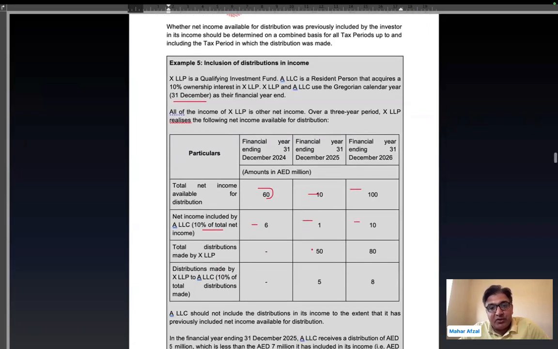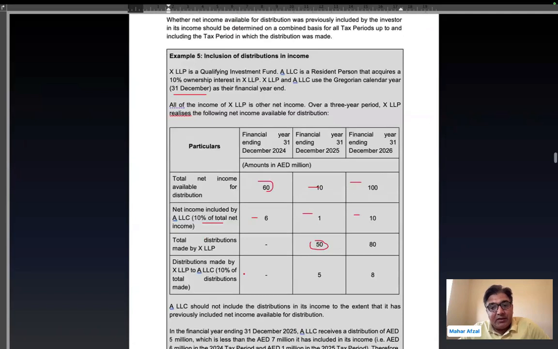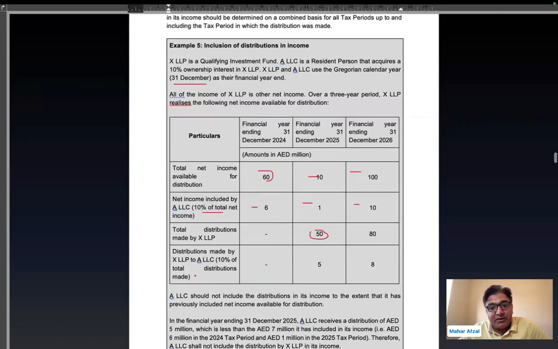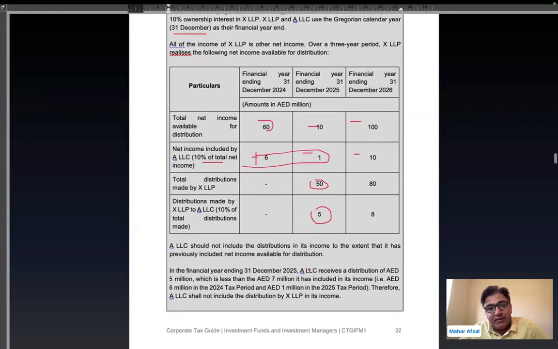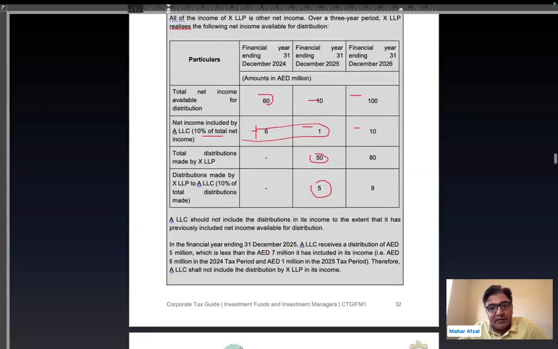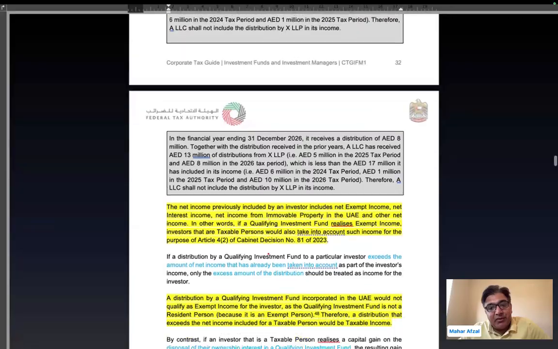Now this is a distribution of 50. The distribution made by X will be 10% of the total. This 5 belongs to A because A is holding 10% of 50. What is the income that is already subject to tax? 7. So A has already paid tax on 7, and this further distribution of 5 will not be subject to tax. This is the proportionate principle. You can go through this.